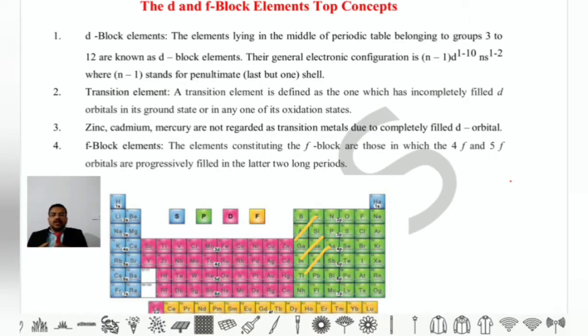Okay. The fourth point, f block elements. F block elements you can see at the bottom of the periodic table, which is marked in yellow color. So f block element means that the last electron will be entering the f orbital and thereby they are regarded as f block elements. So the elements constituting the f block are those in which the 4f and 5f orbitals are progressively filled. That means in the f block elements, either the 4f or 5f orbitals will be filled last and thereby they are regarded as f block elements.